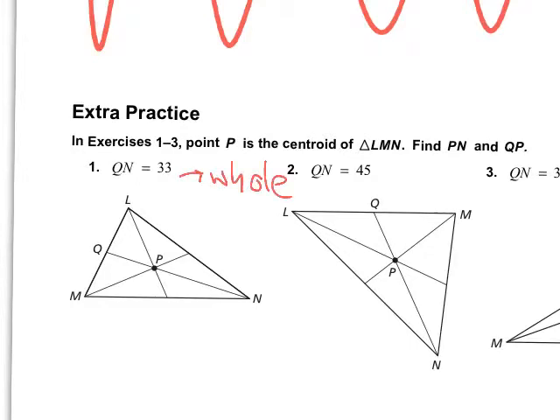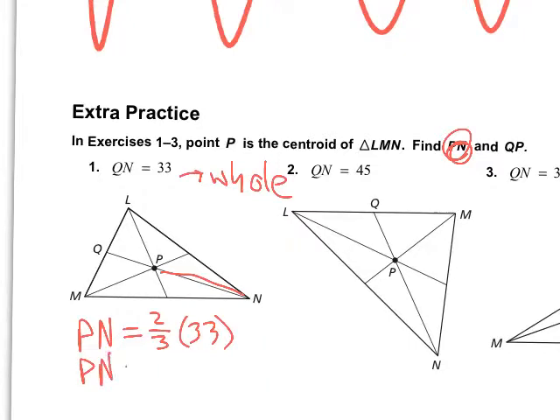Now let's set up what we want. First thing I want is PN. PN is the long side, so the long side PN should be equal to 2/3 of the whole, and the whole we know is 33. The long side is always 2/3 of the whole. The short side is always 1/3 of the whole. So 2/3 of 33 is just going to be 22. So PN equals 22.